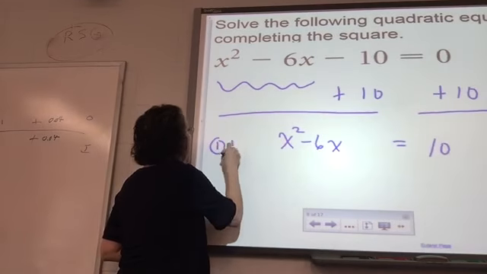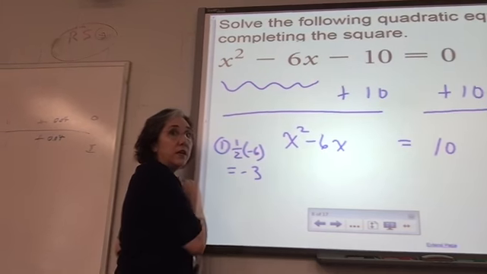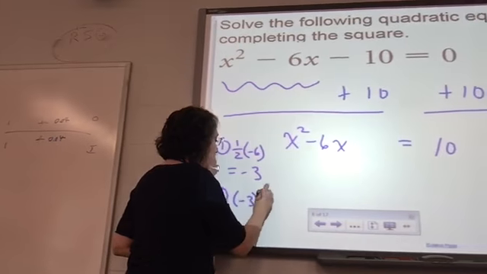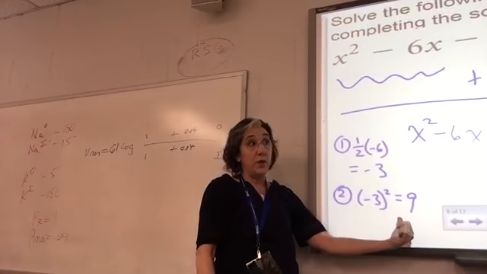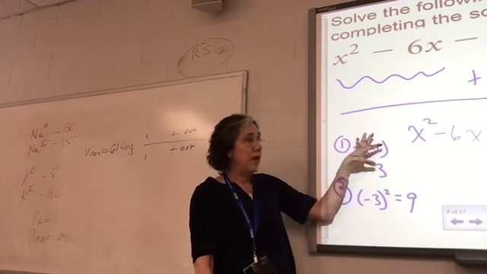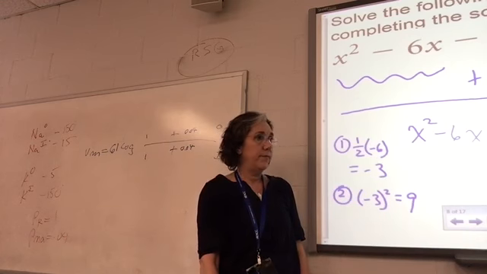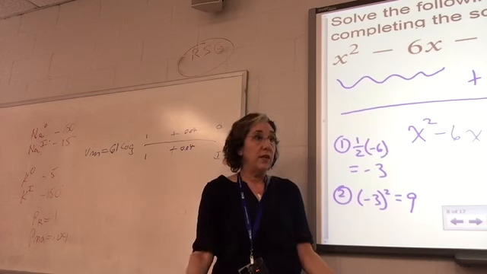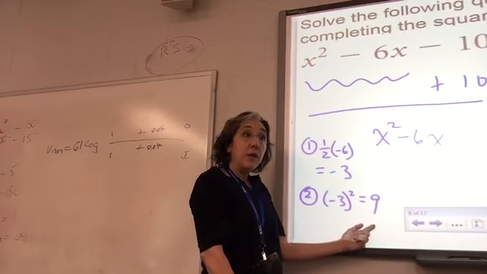So we're going to take half of -6, that is -3, and we're going to square -3, and we get positive 9. Step number 2 should always be positive. Whether this was a positive number or negative, you're squaring, so it should always be positive. Okay? Is everybody following so far? Okay. So that's the number that completes the square.